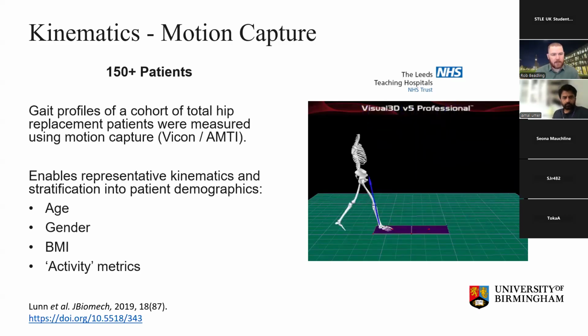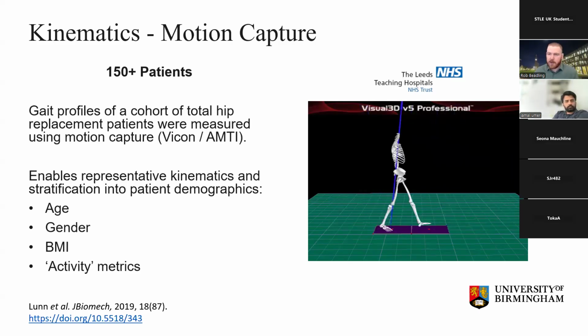And what that enables you to do, because this is a fairly large cohort of patients, larger than quite a few others that exist in the literature, is start to stratify for different patient demographics and characteristics such as age, gender, BMI, and even activity metrics. One of the things that we found was that age wasn't necessarily a good indicator for activity. So delaying surgery until after 65 wasn't necessarily appropriate. And actually some of the better metrics are things like gait speed and a few other things. So we can stratify these patients into different demographics.